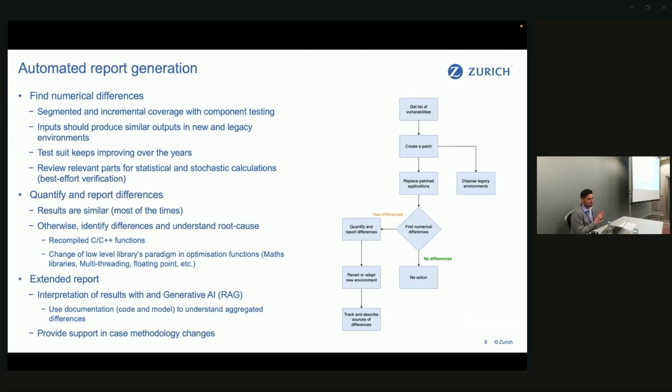I promise you that this pipeline is very simple. This is the pipeline, and it is really, really simple. There's no rocket science behind it. Basically, we get the list of vulnerabilities that is given to us by a tool called Prisma. Then we create a patch. We are patching Docker layers, so we just create an extra layer. And then we test. With all these tests, we test absolutely every single node in this massive graph of 1,000 nodes, and we see the numerical differences.